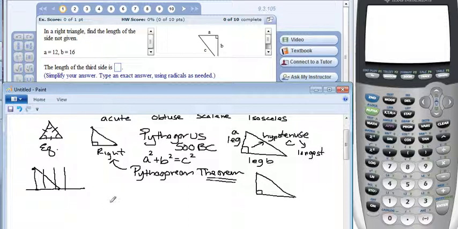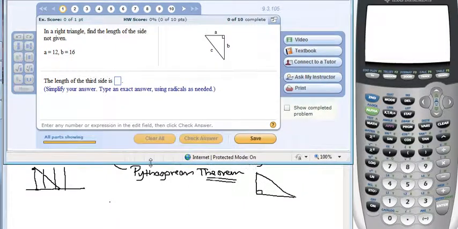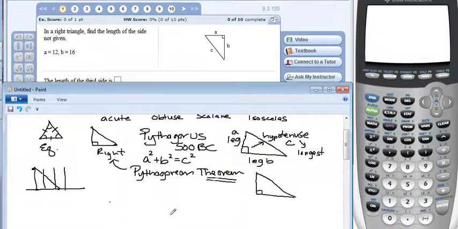All right, so let's go back up here to see what we have going on. We have A and B given to us, and we're looking for C. Well, that's pretty easy. So let's write down the Pythagorean theorem and fill in what we know. We know A is 12, so we have 12 squared. We know B is 16, 16 squared, and that has to equal C squared.